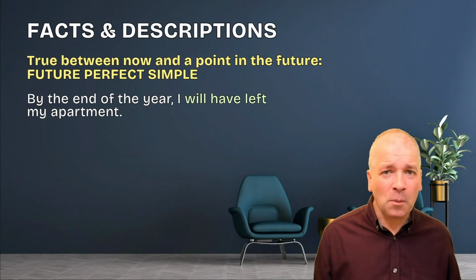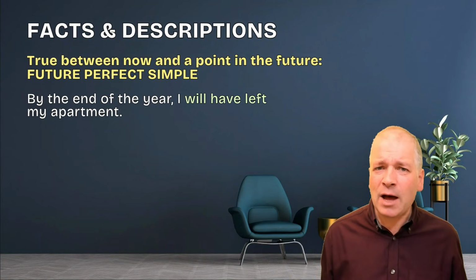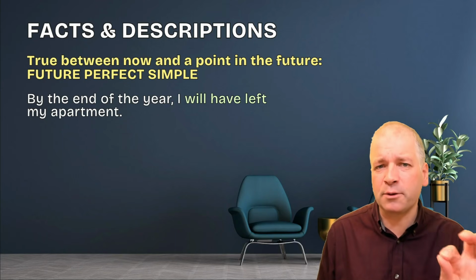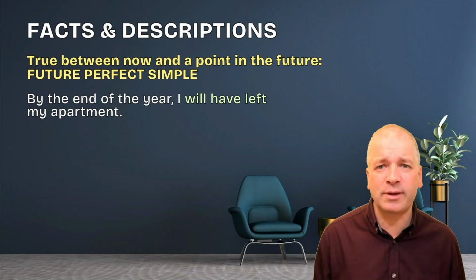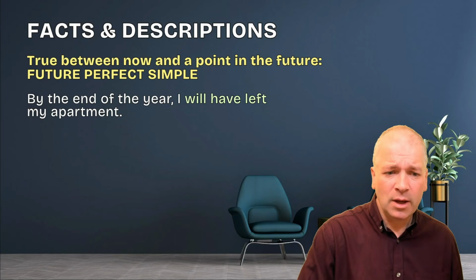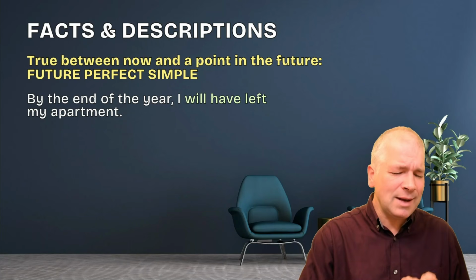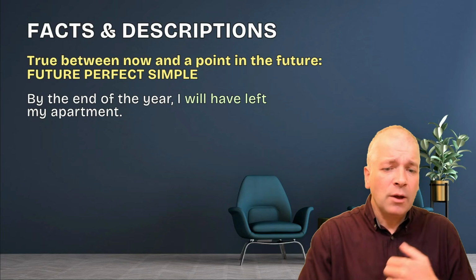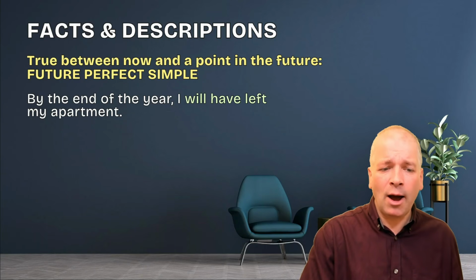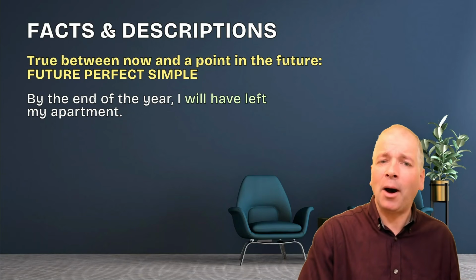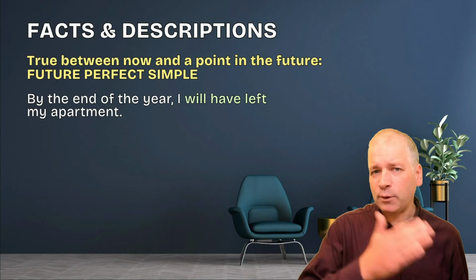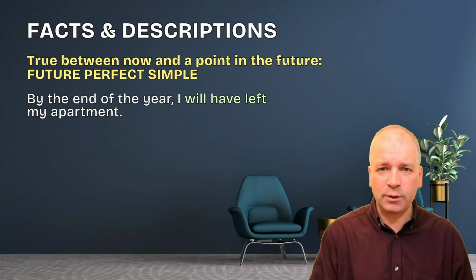And finally, for beginner tenses, a quick look at the future perfect. Now, this is normally considered a more advanced use of English, but I'll introduce it now and expand it more in later parts of this lesson. So if something is true between now and a point in the future, then use the future perfect simple. By the end of the year, I will have left my apartment. At some point between now and this future point, the end of the year, this will happen.